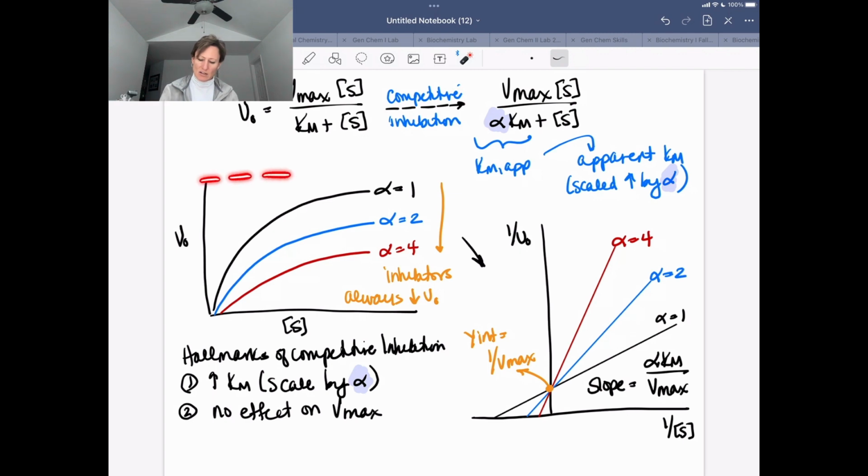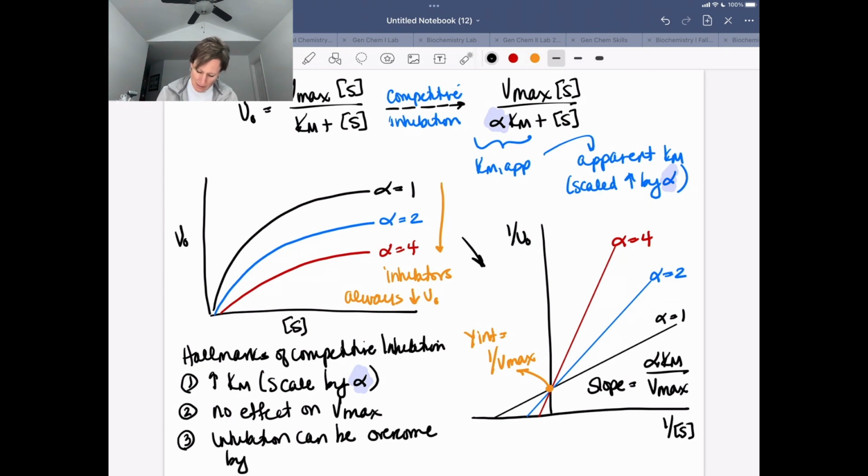Remember that Vmax value represents the maximum velocity that I'm going to be able to get. So they're eventually going to converge on that point, but early on, they are distinct from one another. And so how do we get to that Vmax? That's the third hallmark: inhibition can be overcome by increasing our substrate concentration.